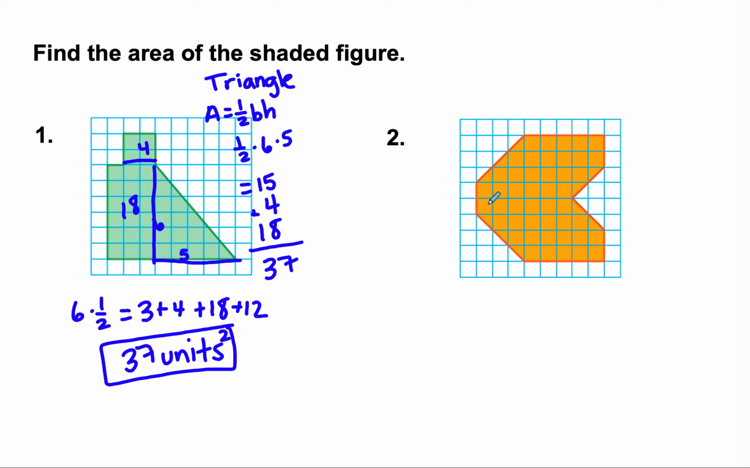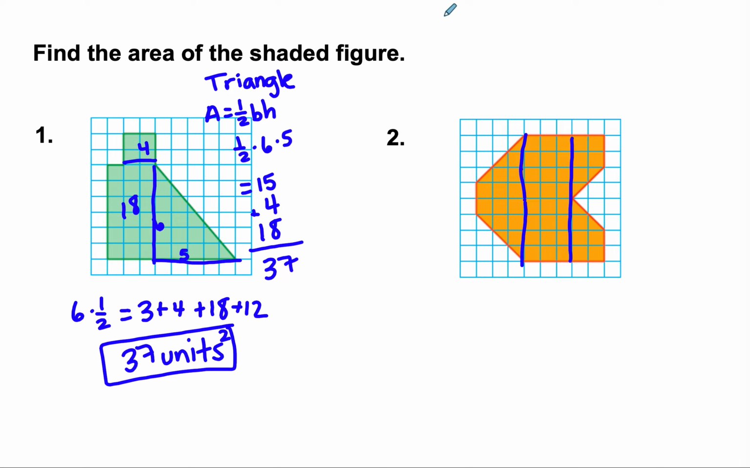I think for this one, I'm going to use the strategy of splitting it into shapes that I know. Now, you might have used a different strategy, and that's fine. I have to do it this way. All right, so the way I drew my lines, I've got 3 trapezoids and 1 rectangle.